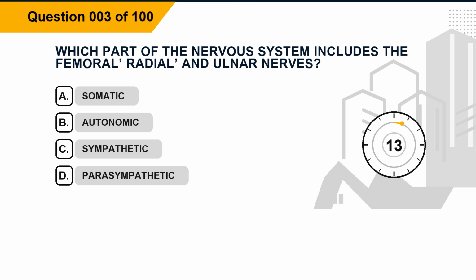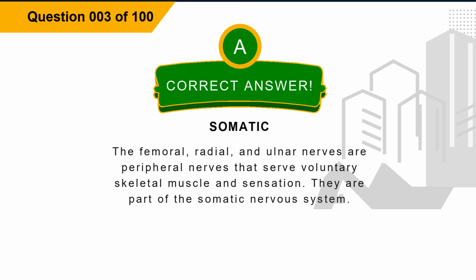Question 3. Which part of the nervous system includes the femoral, radial, and ulnar nerves? Option A, somatic. Option B, autonomic. Option C, sympathetic. Option D, parasympathetic. The correct answer is option A, somatic. Explanation. The femoral, radial, and ulnar nerves are peripheral nerves that serve voluntary skeletal muscle and sensation. They are part of the somatic nervous system.